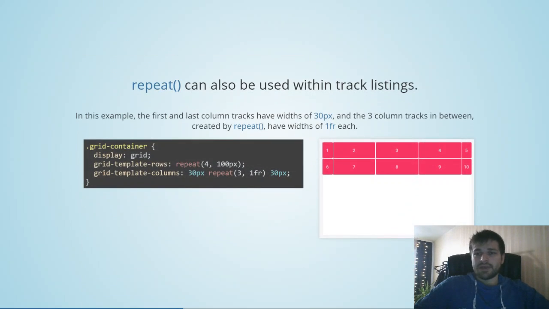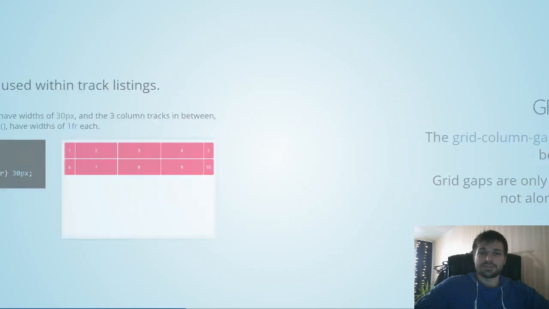You can also combine the repeat function with other fixed track values or flexible values. So here you have the first and the last columns at 30 pixels, and then in between, instead of defining 1fr, 1fr, 1fr, I'm just saying, okay, let's repeat 3 columns at 1fr, and then it's just going to distribute the available space across the defined columns.